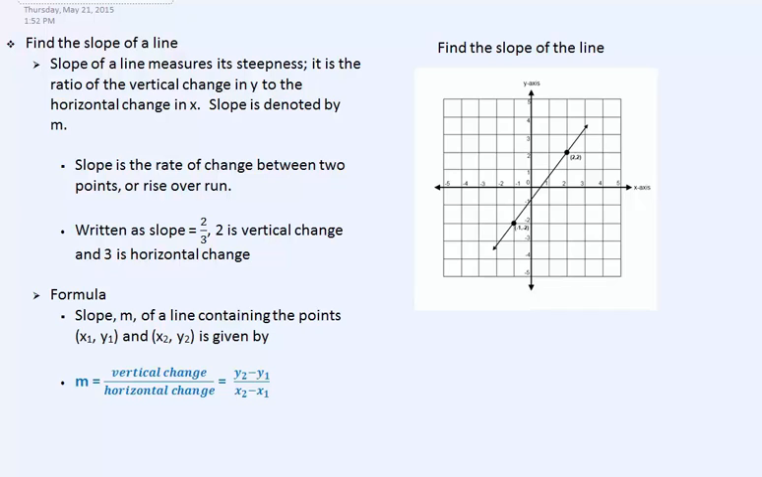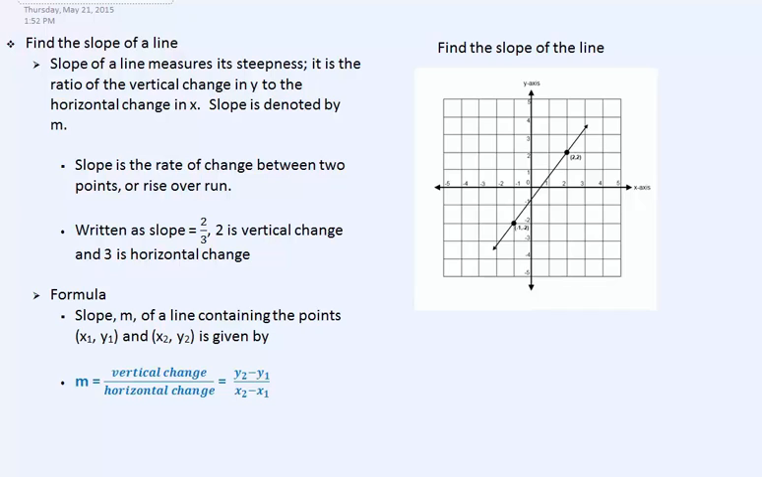So if we have an example where our slope is given to be 2 over 3, 2 is a vertical change, and 3 is our horizontal change. So we would move 2 units in the vertical direction, and then 3 units in the positive x direction.